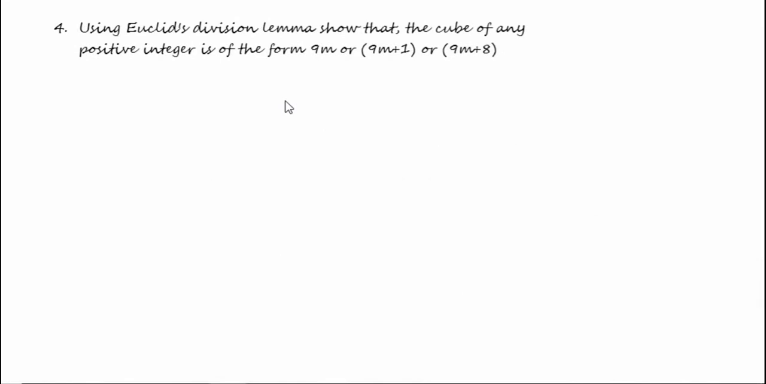Next problem. Using Euclid's division lemma, show that the cube of any positive integer is of the form 9m or 9m plus 1 or 9m plus 8. Now here let a be the positive integer and let us divide by 3. Divide by 3, then you get q as the quotient and r as the remainder.